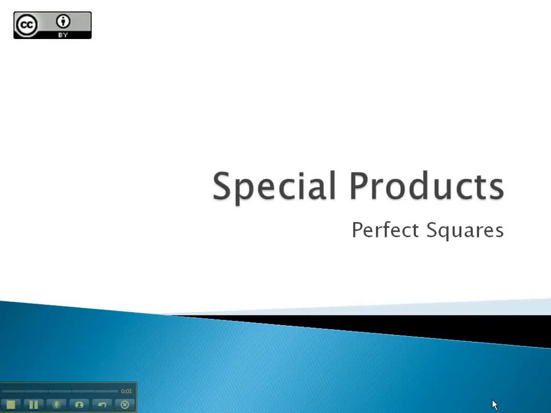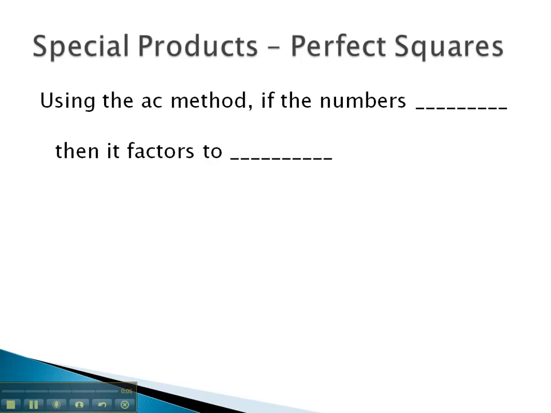In this video, we will look at factoring a special product that is a perfect square. Often we don't recognize a perfect square at the beginning, so we will start by using the AC method. However, if the numbers from the AC method match, that will tell us that our polynomial will factor to a perfect square, such as a plus b squared. Let's take a look at some examples where we find this relationship.